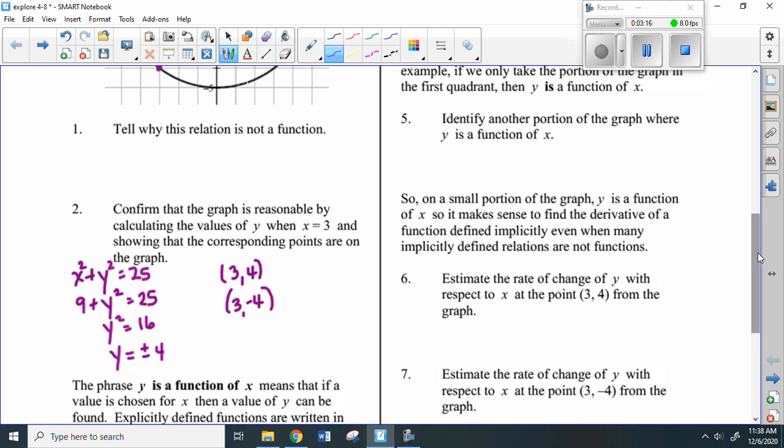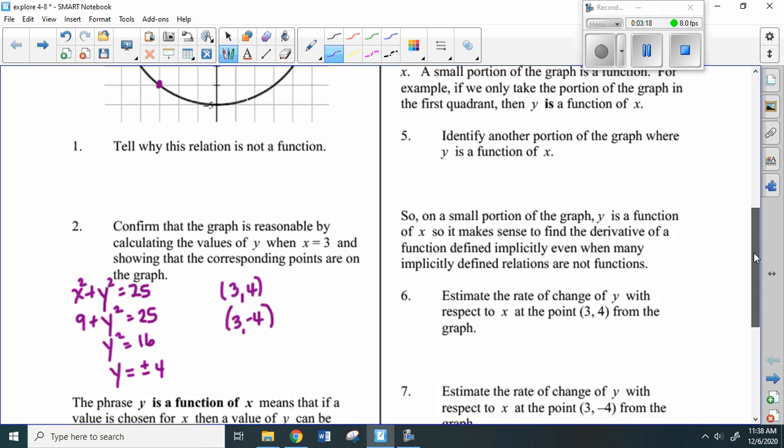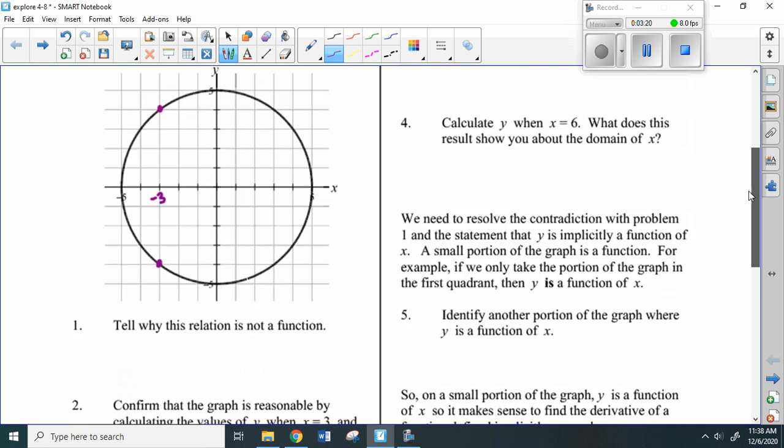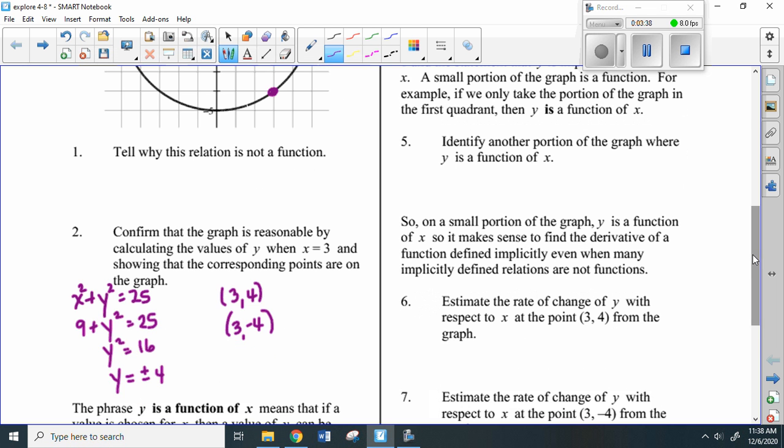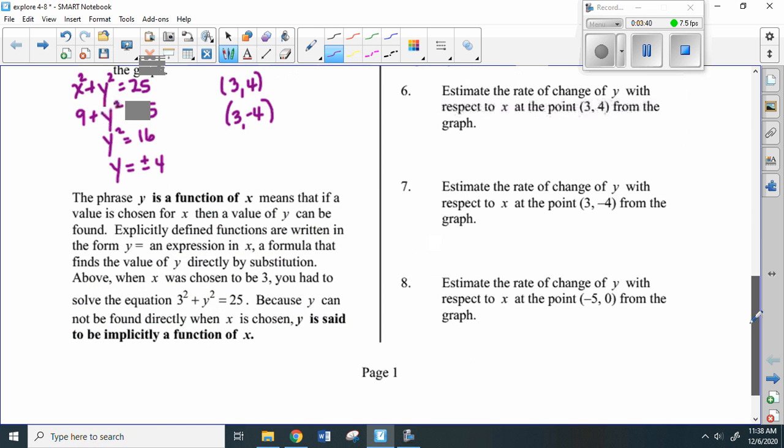All right, and so again, we want to show that those points are in fact on the graph. So I come up here and I go to positive 3, and I have a point at (3, 4) and (3, -4). Okay, so we will get rid of that. All right, so we've confirmed that. All right, well, let's talk a little bit more.